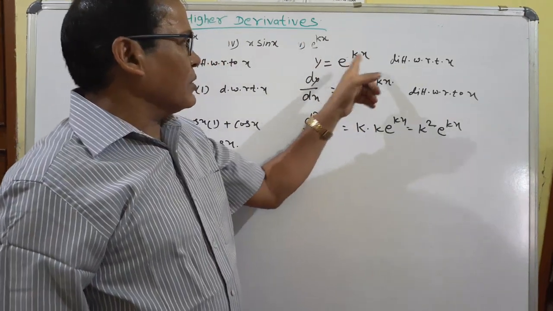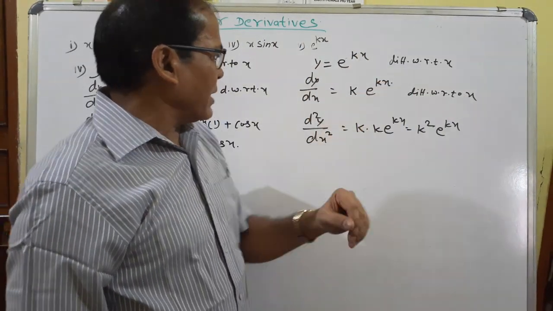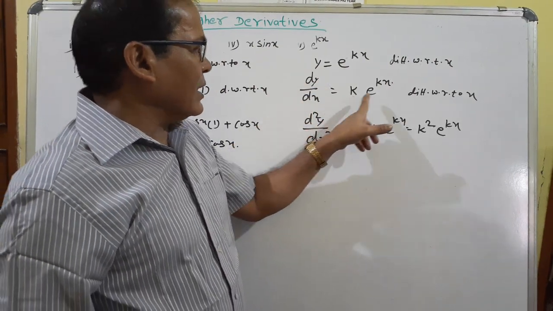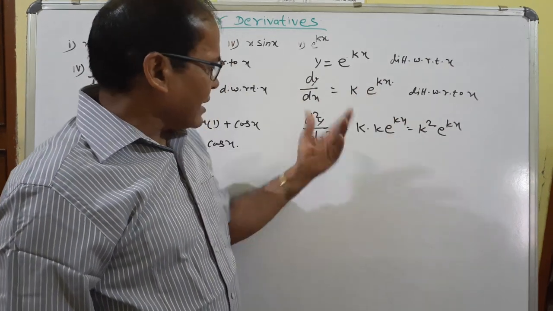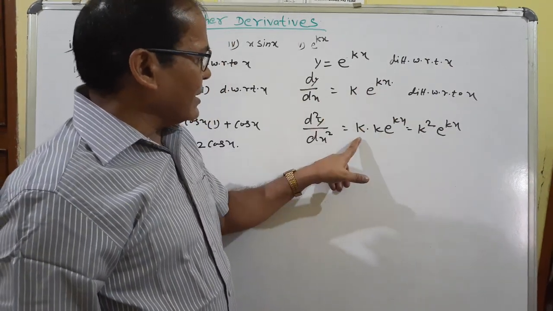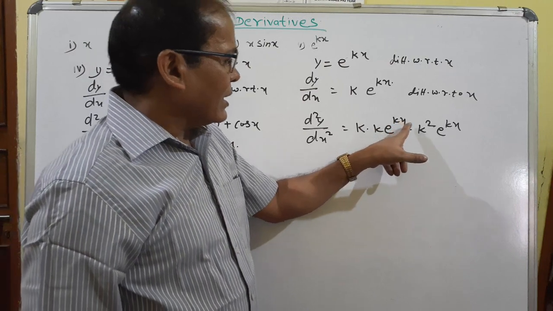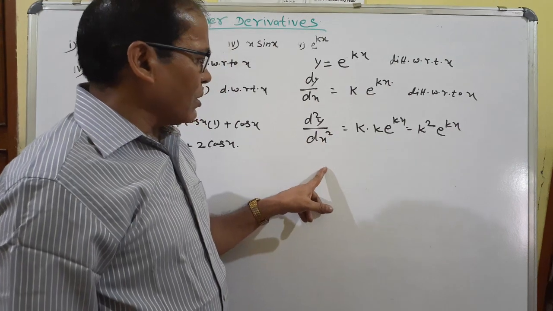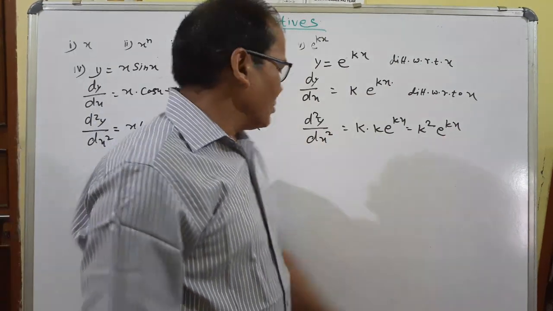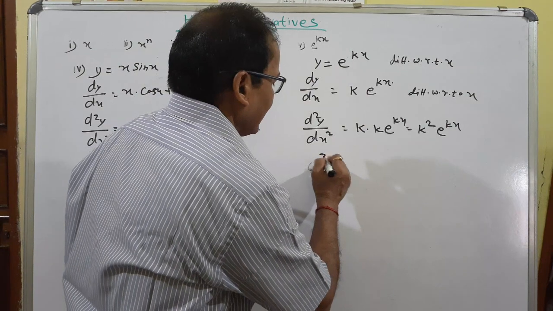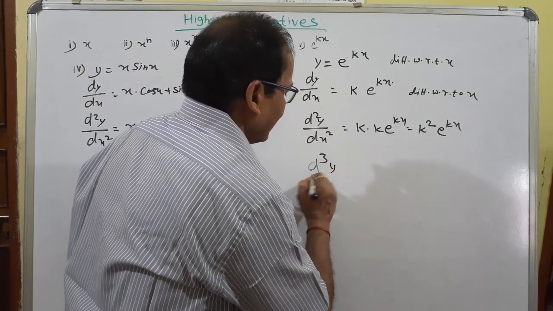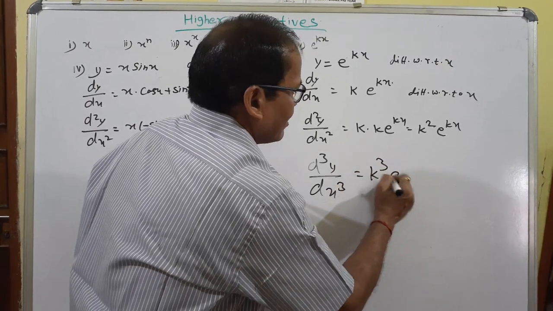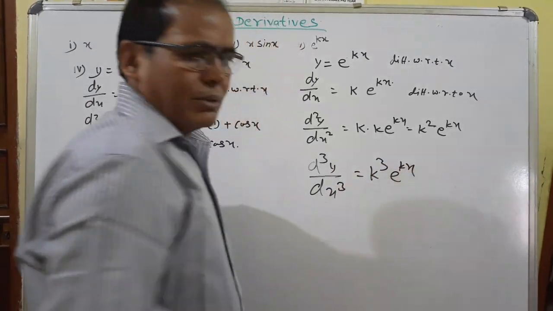Similarly, this is also very simple: e to the power kx. So y is equal to e to the power kx, differentiate with respect to x, dy by dx is equal to k e to the power kx. Again for the second order of derivative, k is already there, again k e to the power kx, which means k square e to the power kx. If you go for the third order of derivative, you will get k cube e to the power kx. So directly you can say d3y by dx3 is equal to k cube e to the power kx, and so on.